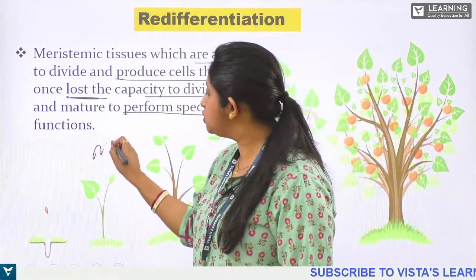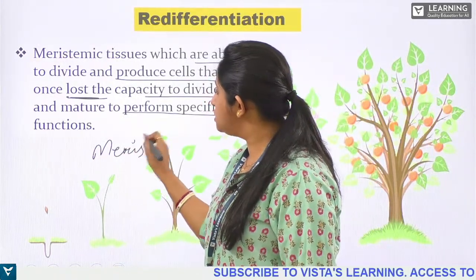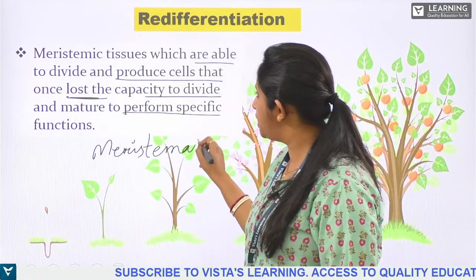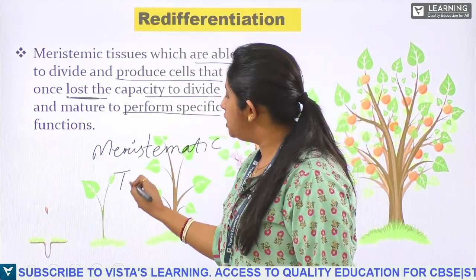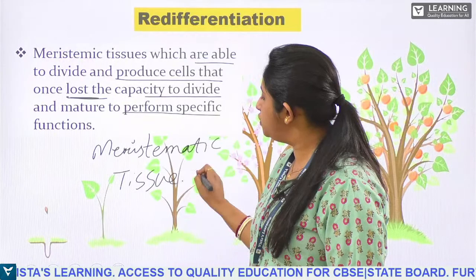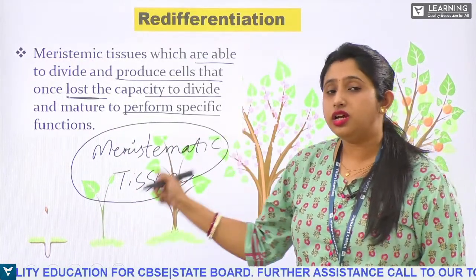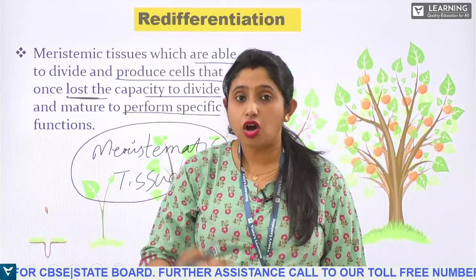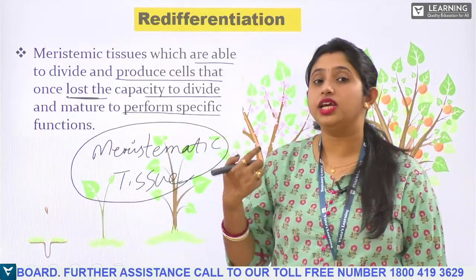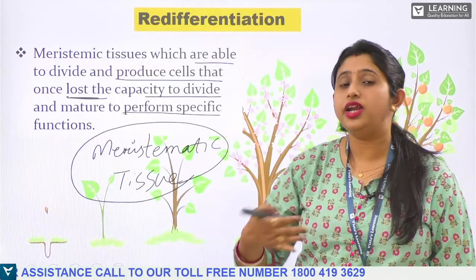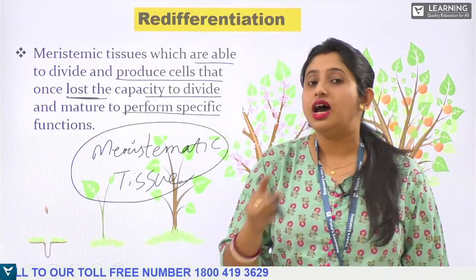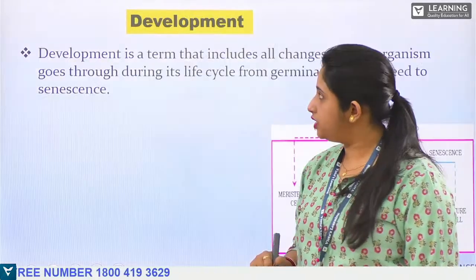So this is related to the meristematic tissue. Here, the meristematic tissue which has lost its capacity to divide can again divide and mature. That is called redifferentiation, right?